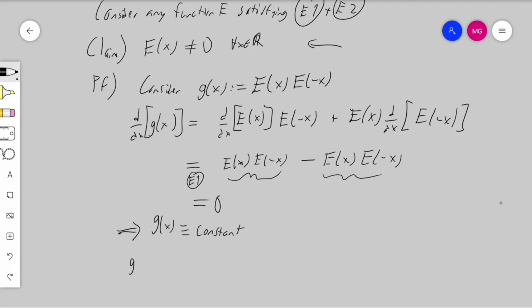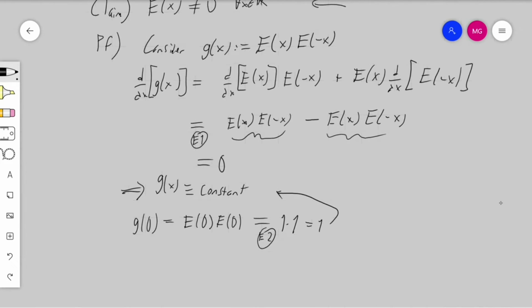We can plug in 0 because we know something about what happens when you plug in 0 to the function e. So here we get e of 0 times e of minus 0, which is again e of 0. And we know by property e2 that this is 1 times 1, which is 1. So this 1 must be the constant number that g is equal to. So g of x is equal to 1 constantly.